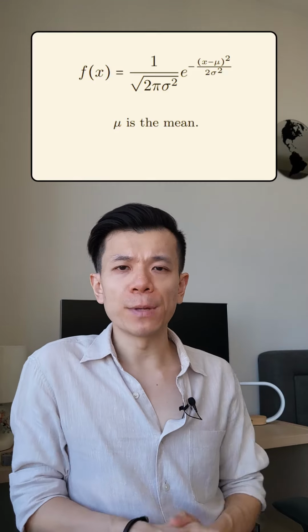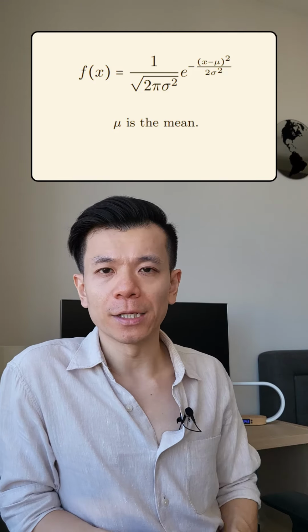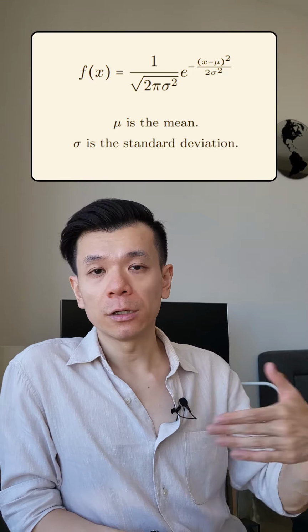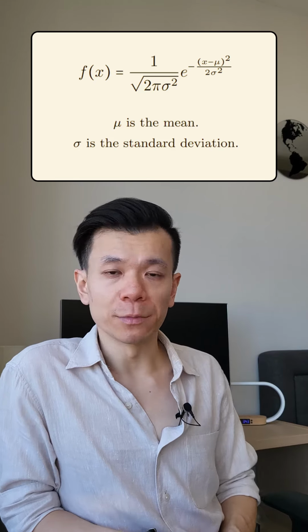f(x) equals 1 over the square root of 2 pi sigma squared times e raised to the power of negative (x minus mu) quantity squared all over 2 sigma squared. That was a mouthful. In particular, mu is the mean of the distribution and sigma is the standard deviation of the distribution, where of course sigma squared is the variance.